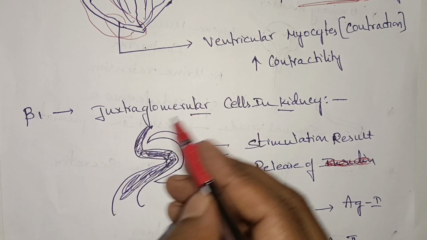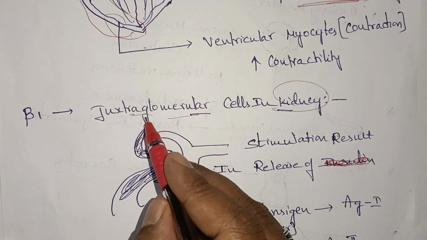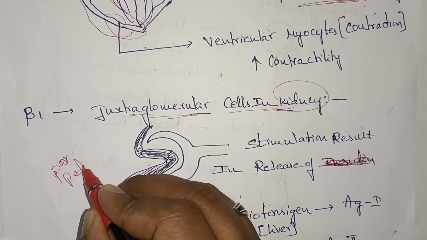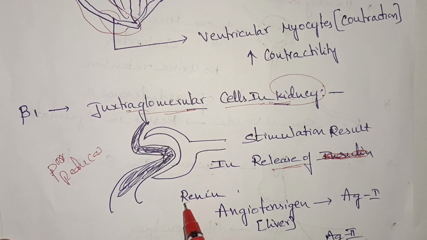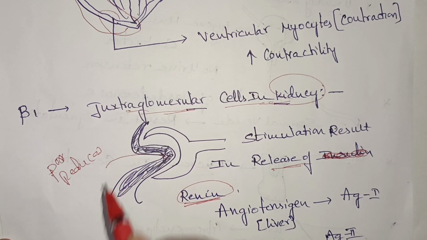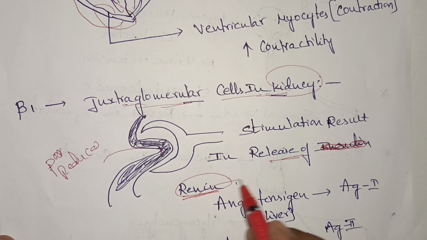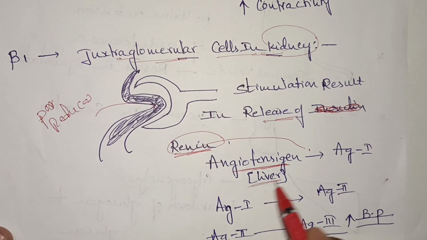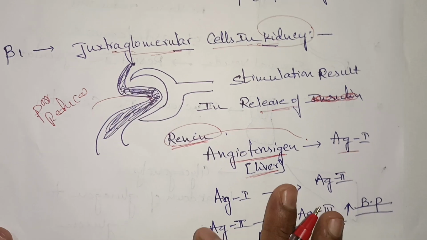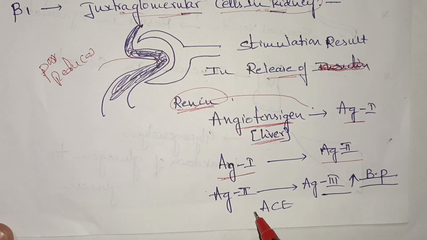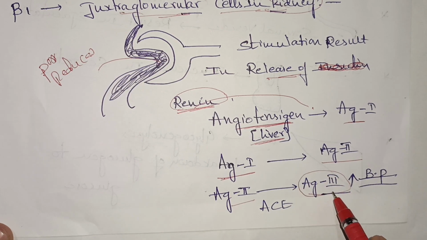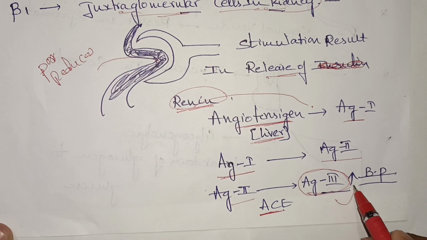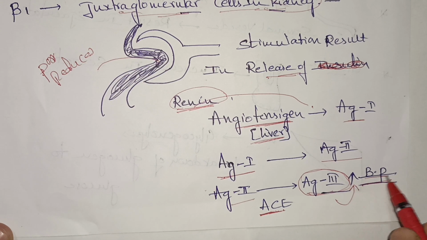And it is also found in the juxtaglomerular cells of the kidney. If there is a poor or reduced blood supply to the kidney, renin is released from the juxtaglomerular cells. Due to this renin, the angiotensinogen present in the liver is converted to angiotensin 1. Again, angiotensin 1 is converted to angiotensin 2 by the angiotensin converting enzyme. The main role of angiotensin is to increase the blood pressure.